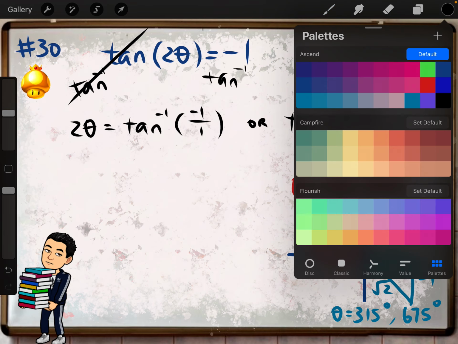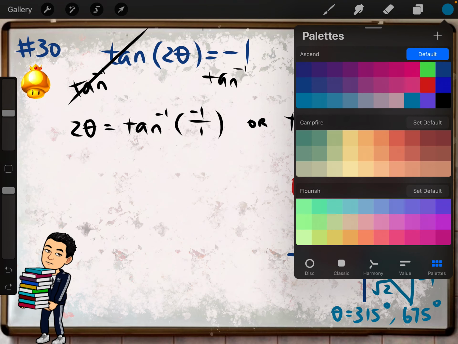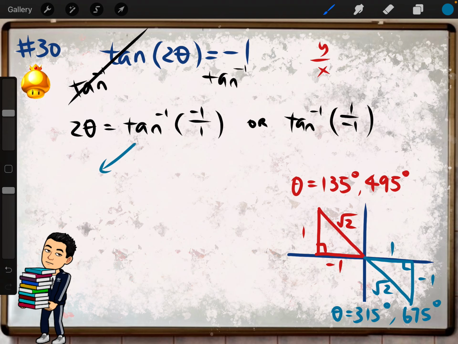For the 1 over negative 1, since we know that tangent is y over x, let's start with this one. Negative 1 means y equals negative 1. That's the one with the blue, so I have to change my color. This is basically going to give you two different measures. So 2 theta equals 315 or 675. You might be wondering how come I'm including 675.